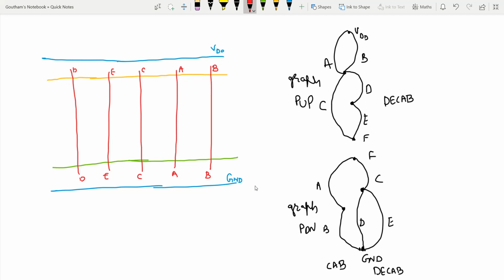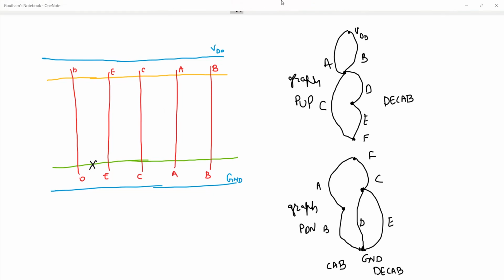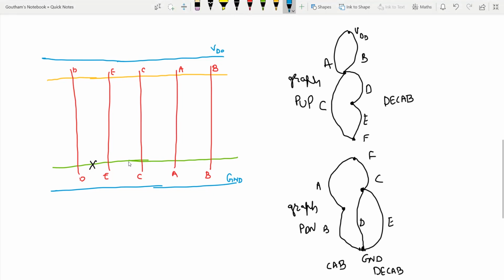Now I have to make the interconnections. Okay, now let us look at the graphs and make the interconnections. Okay, so what is happening here? The common point of D and E is ground. Okay, so this is nothing but my common point of D and E, isn't it? Okay, so where is that connected to? That is connected to ground.